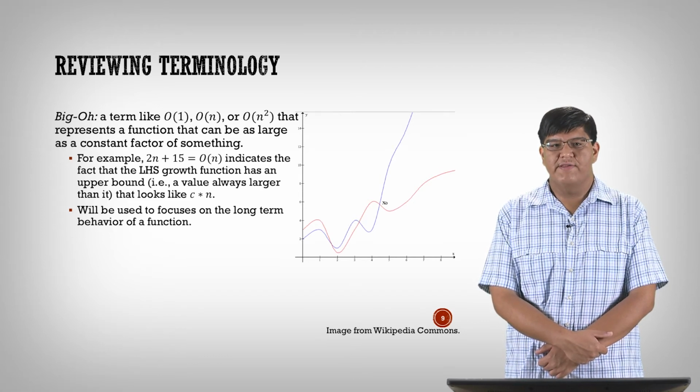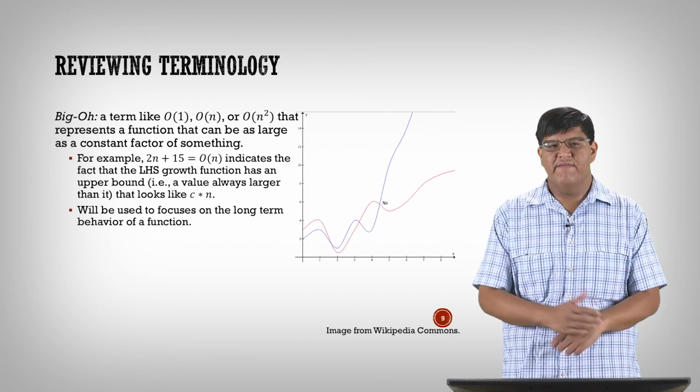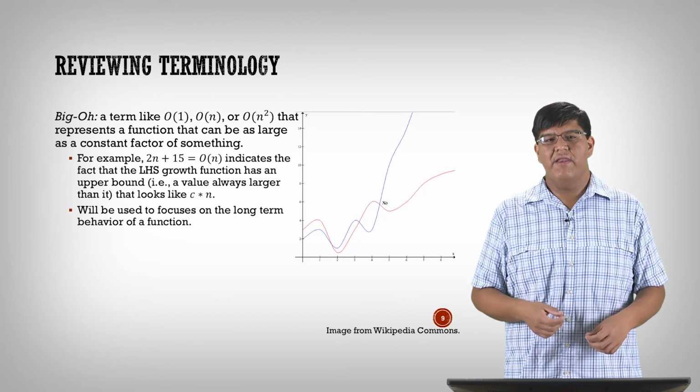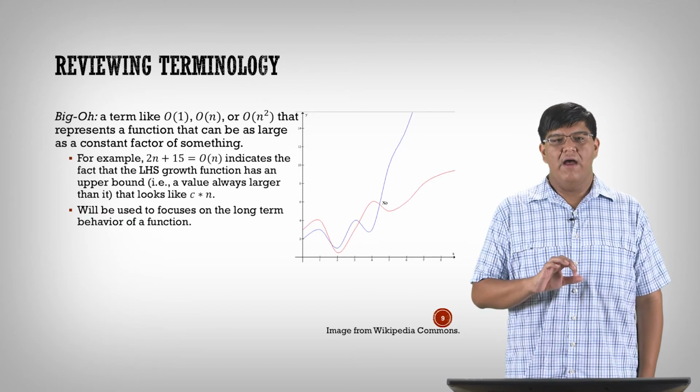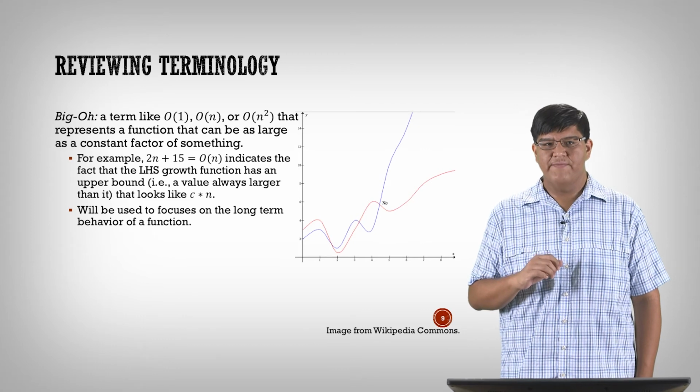So O of 1 is basically saying it's just some number. O of n is saying it's some number times n. So I'm not giving a specific number. I'm not saying it's 2n or 4n or 5n. I'm just saying it's something that's a multiple of n. It grows like n with a constant in front.